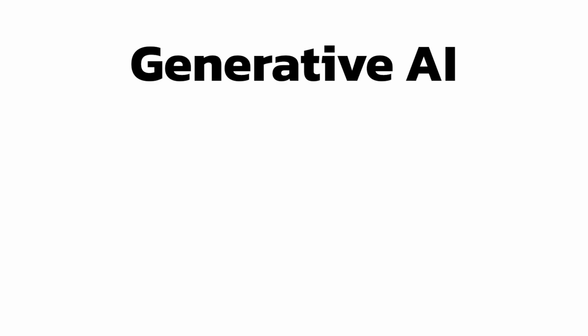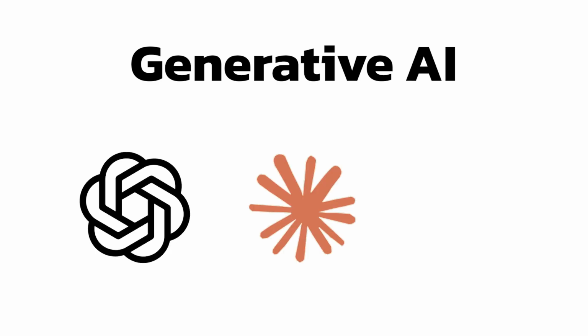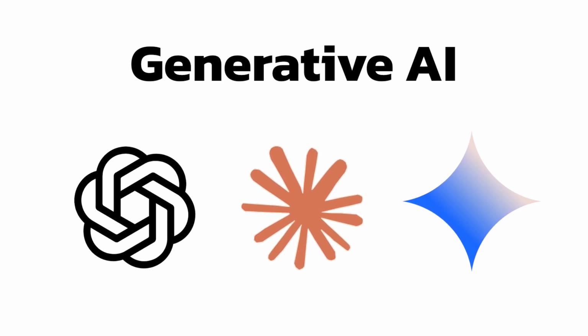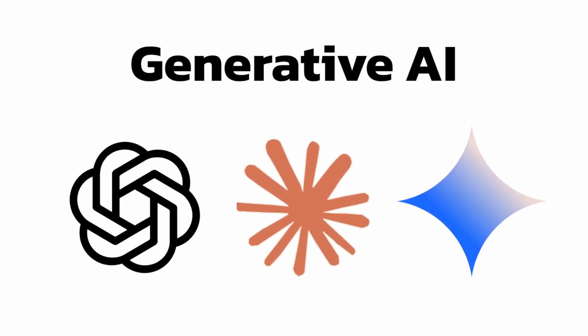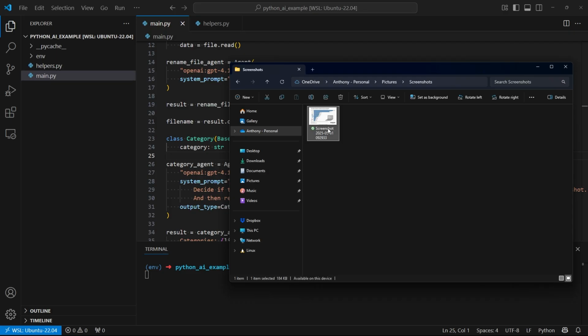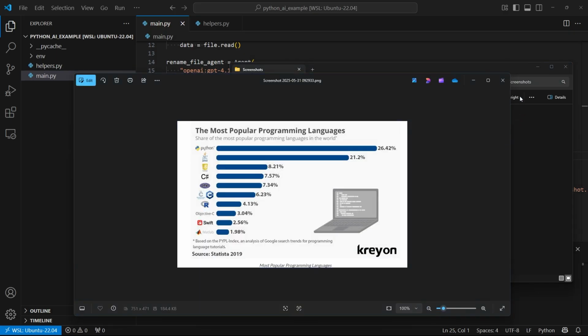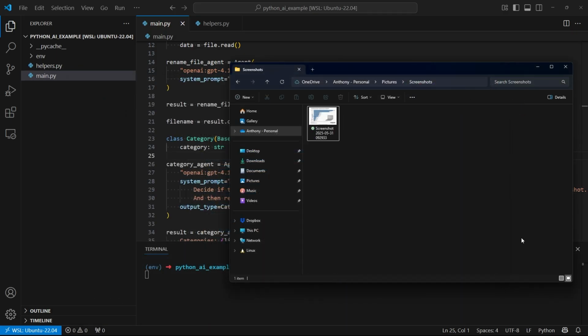Generative AI models like GPT from OpenAI, Claude from Anthropic, and Gemini from Google are powerful tools, and they're only getting more powerful. In this video, I'll show you how to use one of these models to build an AI-powered project in Python. Our example project will be a screenshot organizer. It will take the latest screenshot from your screenshots folder, give it a more descriptive name, and move it into a folder based on what's in the image.